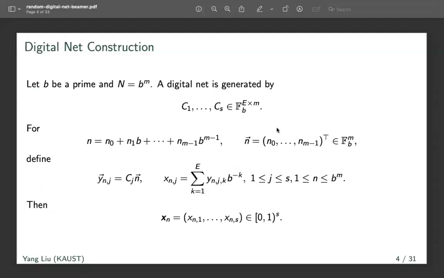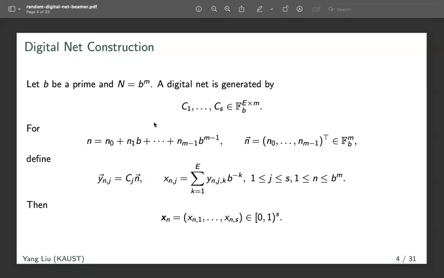So we have already mentioned the generating matrices. We need these matrices to generate a digital net. We choose b to be a prime number, and we want to generate b to the power m points. We have this s, so in each dimension we have a generating matrix, and in total we have s generating matrices. And m is, basically, b to the m is the number of points that you want to generate.